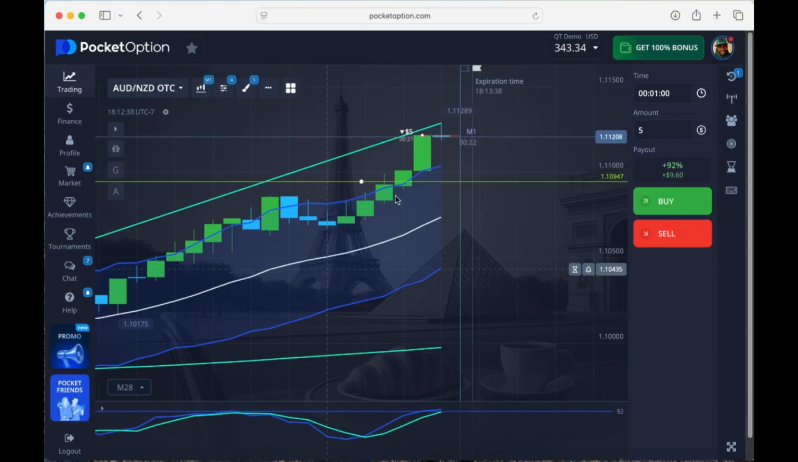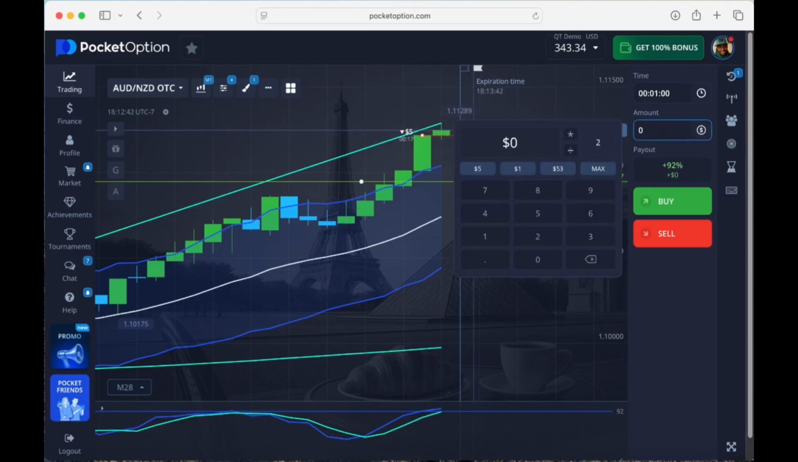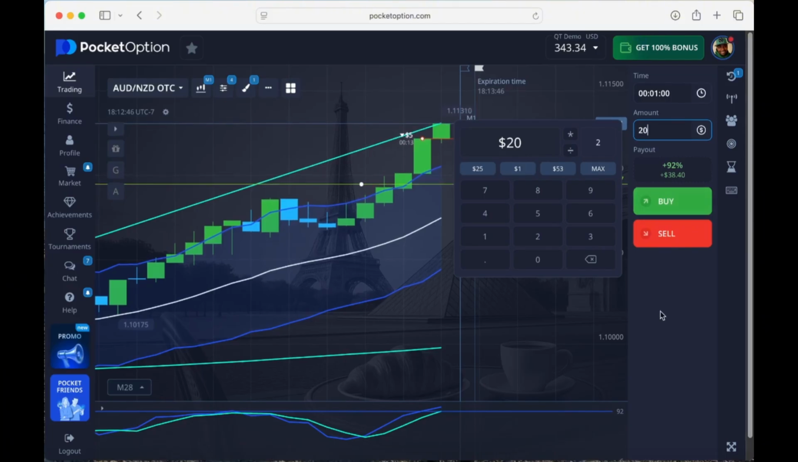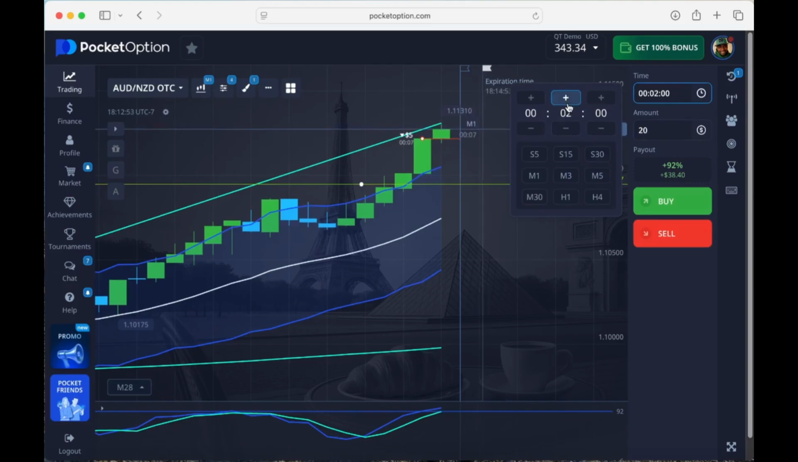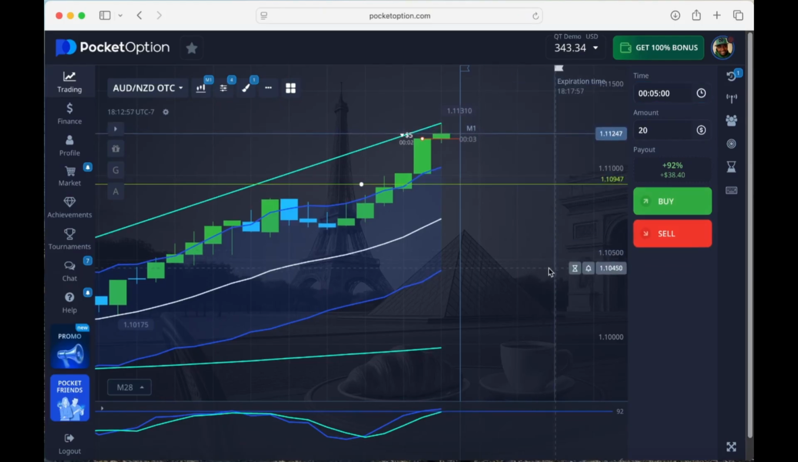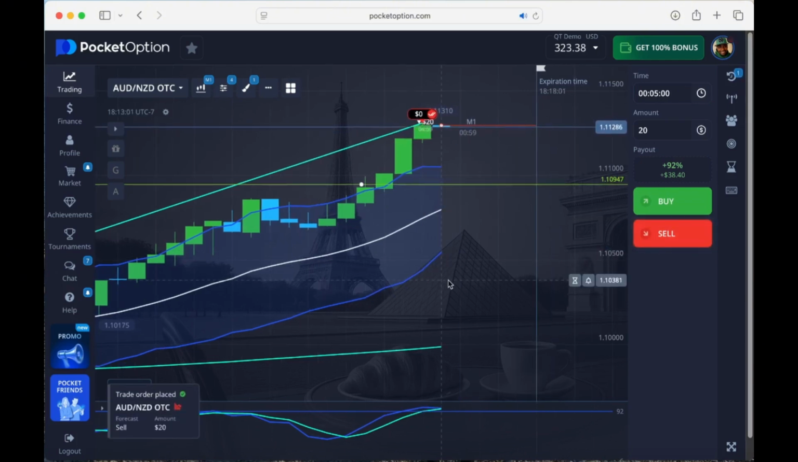Okay, just in case. Okay, let's see. We're gonna do a $20 trade here, and we're gonna do 5 minutes because I don't think it's. Let's see what happens. Okay, we lost that one. All right, so we're gonna go in for 5 minutes, and this is my last trade.